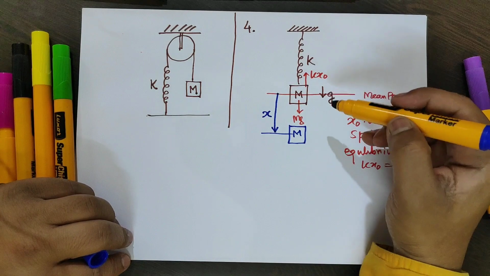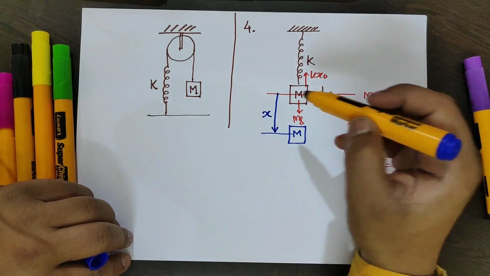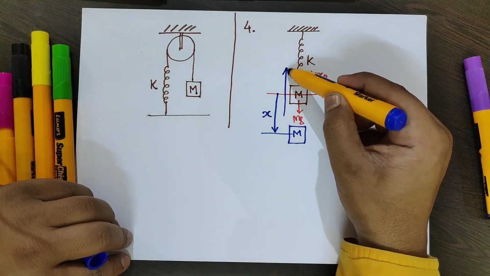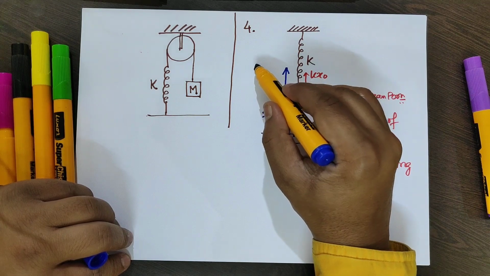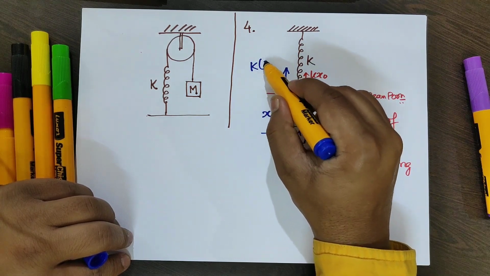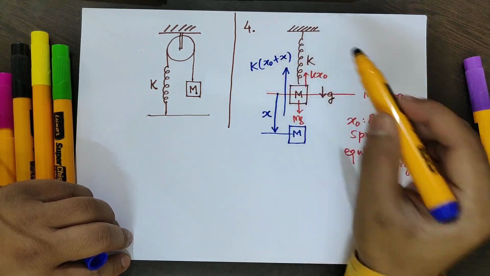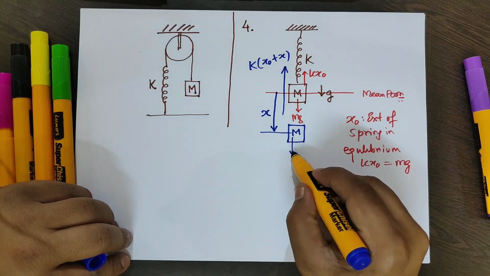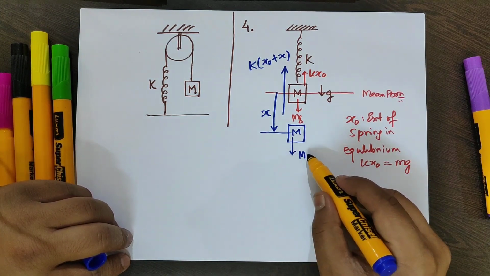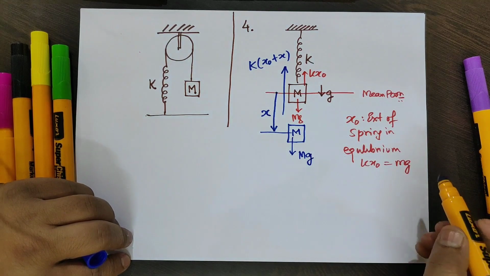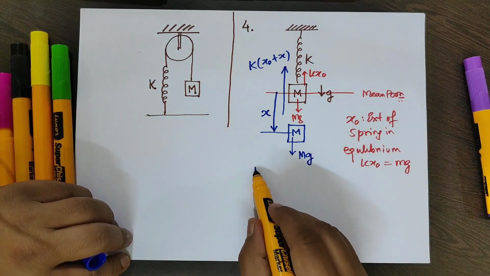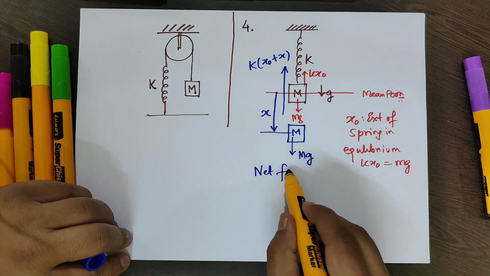Now, what will be the extension in the spring? What will be the forces? The extension in the spring is x plus x naught. So the force in the spring is k(x naught plus x), and obviously due to the mass there is weight mg. So here at this position, what will be the net force?